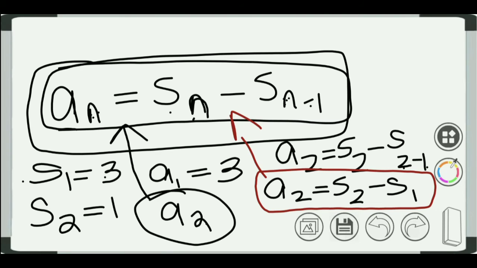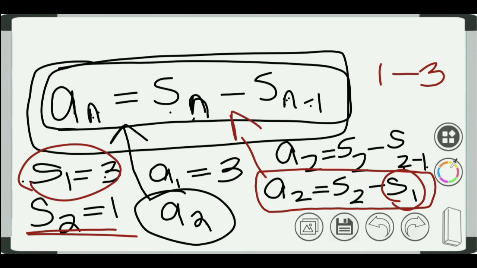What is S2? We have found S2, 1, minus, what is S1? 3. So 1 minus 3 is what? Minus 2. So you got a2 as minus 2. Write these values. So you got a1, that is the first term, as 3, second term as minus 2.